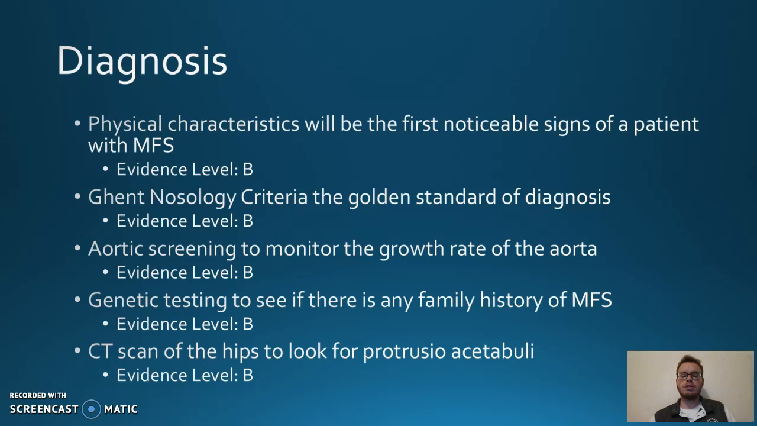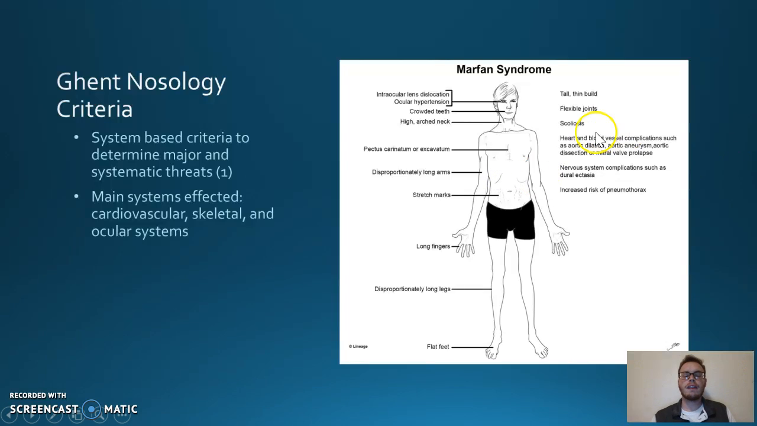Then you put those physical characteristics into the Ghent nosology criteria, which helps guide the practitioner to figure out if they have Marfan syndrome. Next, if you're pretty sure that they have Marfan syndrome, I would do an aortic screening to make sure there's no damage to the aorta. Next, I would check family history, and then I would do a CT scan of the hips just to confirm the diagnosis.